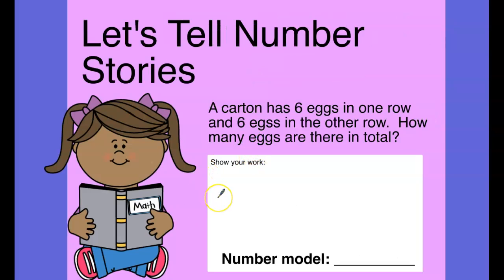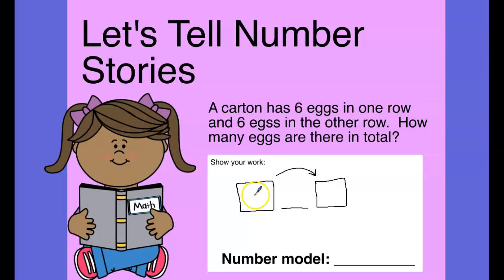A carton has 6 eggs in one row and 6 in the other row. How many eggs are there in total? So go ahead and figure out, draw the picture however you want to figure it. I think this time I'm going to do the change diagram. Again, that doesn't mean you have to do it this way.